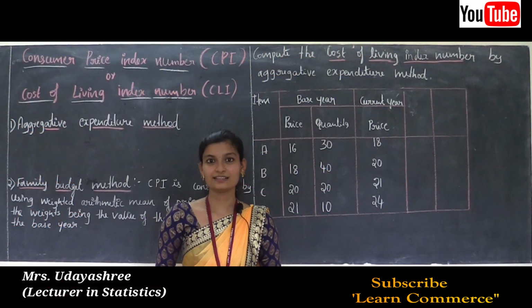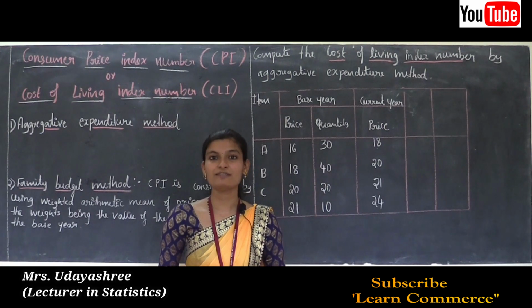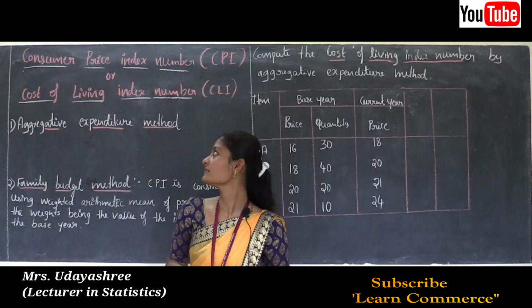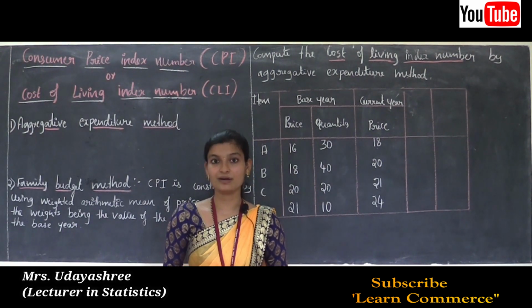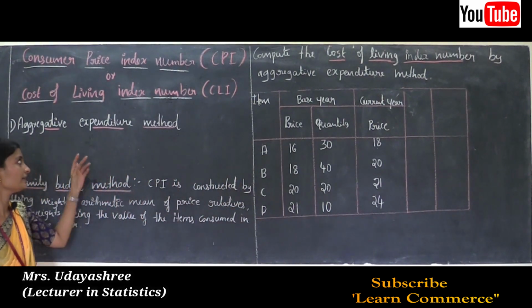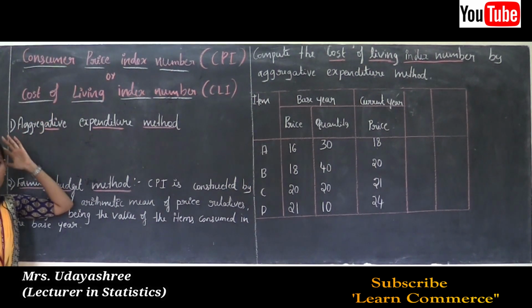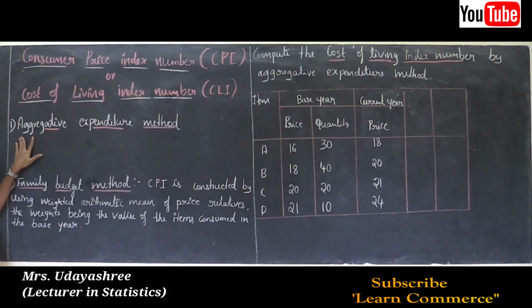Hello everyone, welcome to second PUC Statistics online classes. Today we are going to discuss the topic consumer price index number or cost of living index number. There are two methods to compute consumer price index number or cost of living index number. The first one is aggregative expenditure method, the second method is family budget method. Let us see how to compute using the aggregative expenditure method.